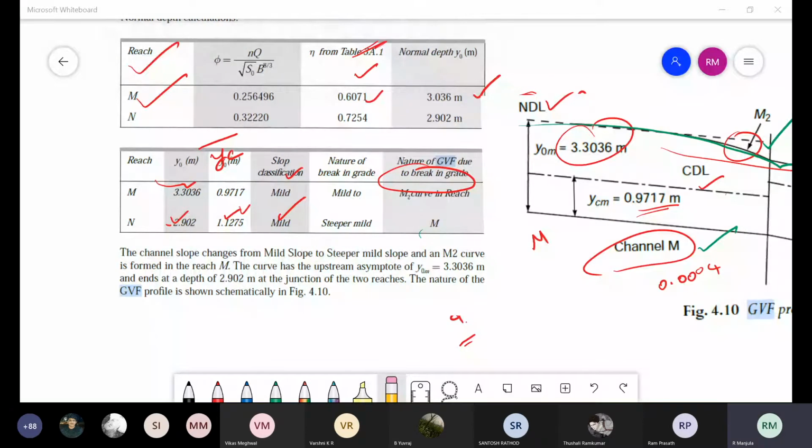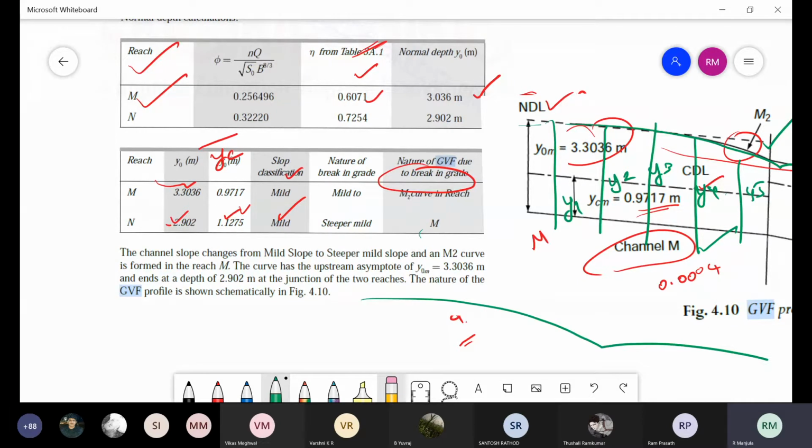Now we will go to how to do gradually varied flow computations. So what is gradually varied flow computation? How are you going to estimate the individual depths? Y1, Y2, Y3. Suppose I want Y1, Y2, Y3, Y4, Y5. Then only I will be able to draw this profile.